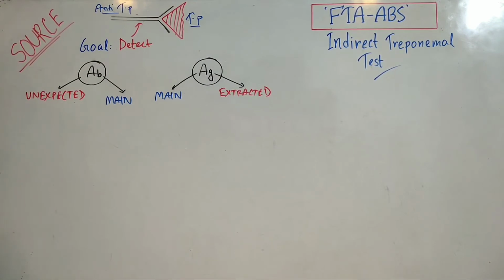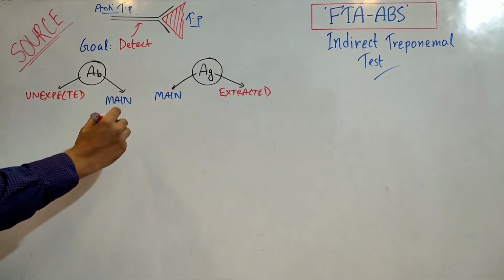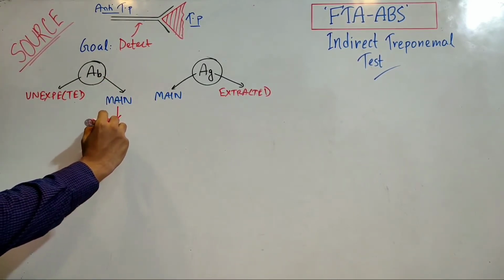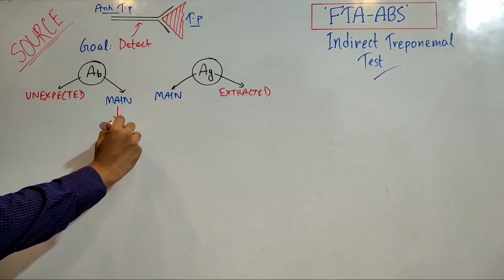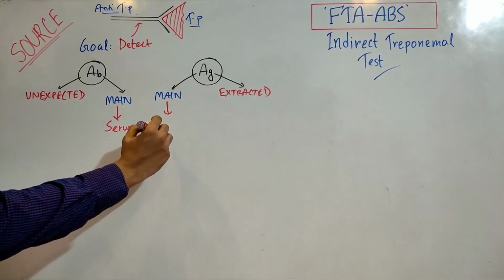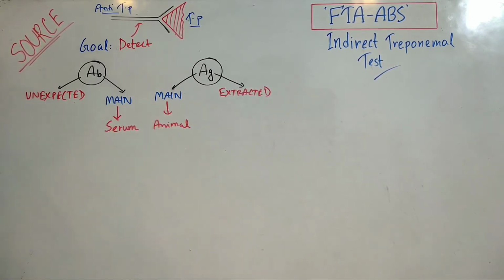So now let's look at what exactly are the main type of antibodies and antigens. So the main type of antibody is taken from the serum of the patient, and the main type of antigen is taken rather from an animal source, not from a patient.